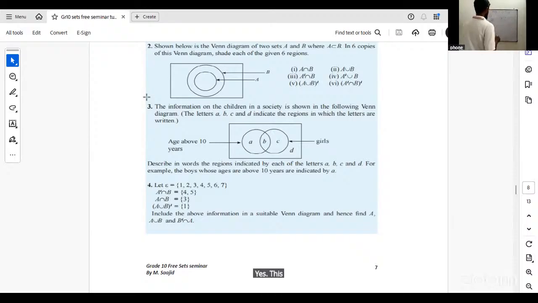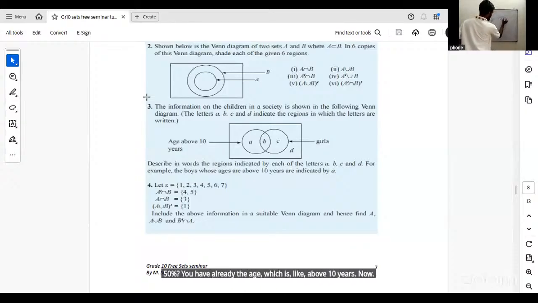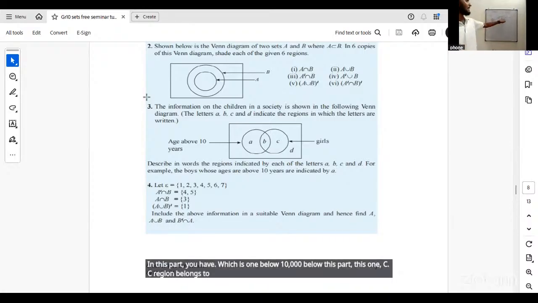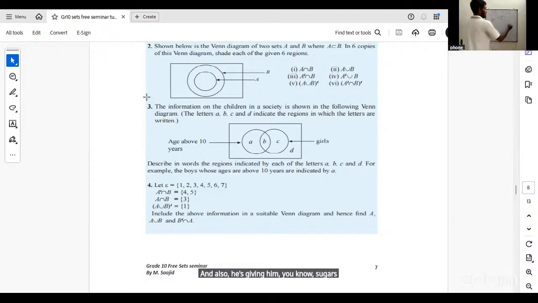This one is girls. Now in this particular set, you have only the age which is above 10 years. Now in this part, you have the age which is below 10 years. This part, this one, C. C region belongs to the age which is below 10 years, right? And also the C region belongs to girls. That means they are girls whose age is below 10 years.